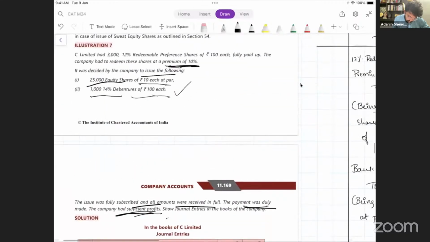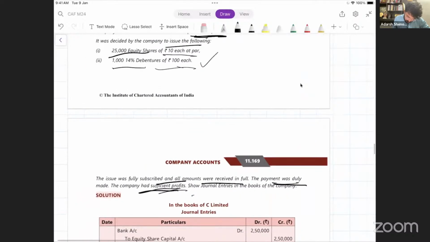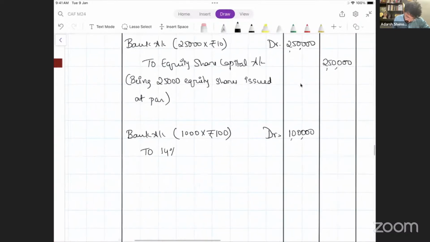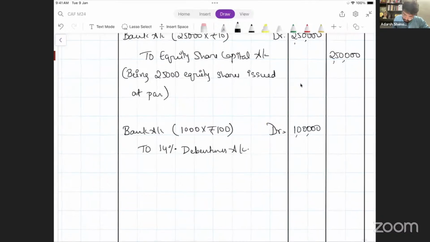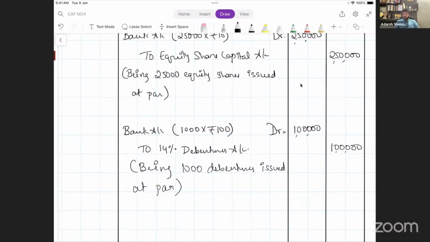Bank account debit to 14% debentures account, one lakh. Being 1,000 debentures issued at par.